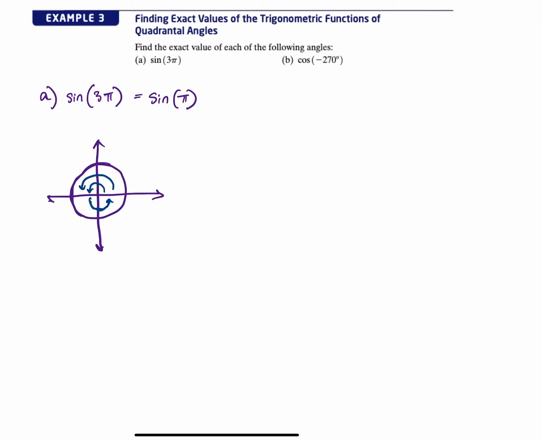And that's something we do know. This is over here at the point negative 1, 0. And the sine of an angle, that's the y coordinate point on the unit circle. So we can say the sine of 3 pi should be equal to 0 because it lands on that same point.